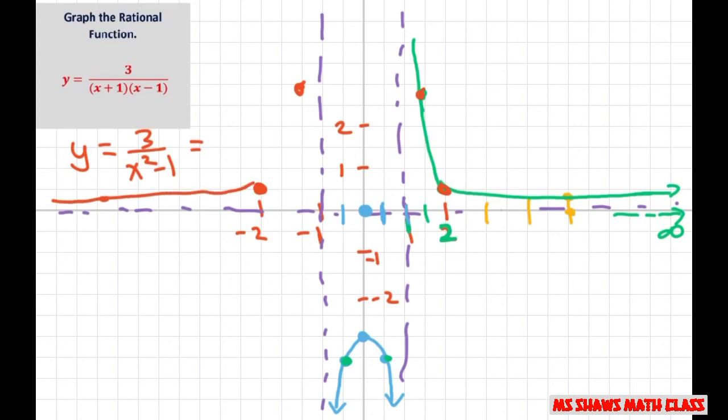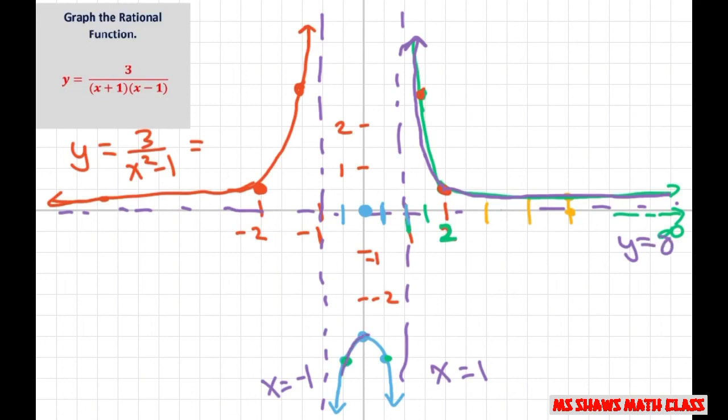So this one has 3 branches. This branch is going off and getting closer and closer to x equals 1. This was x equals 1, and this was x equals negative 1. This side here is getting closer and closer to y equals 0, and the same thing for this one. It's just getting closer and closer to your vertical asymptotes. And this one is in the framework of these two.